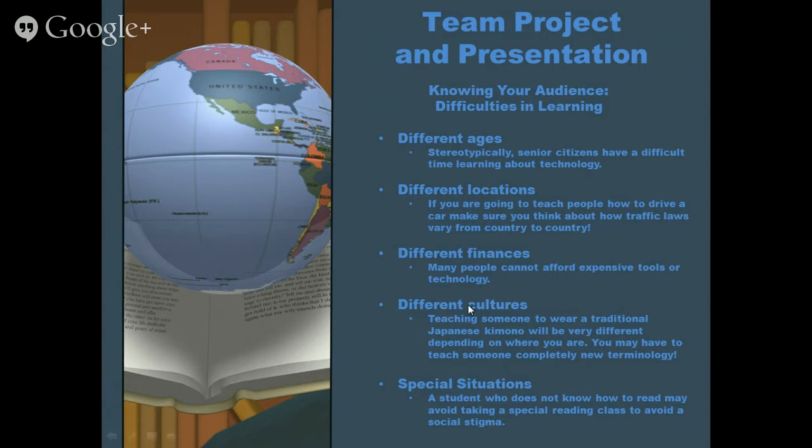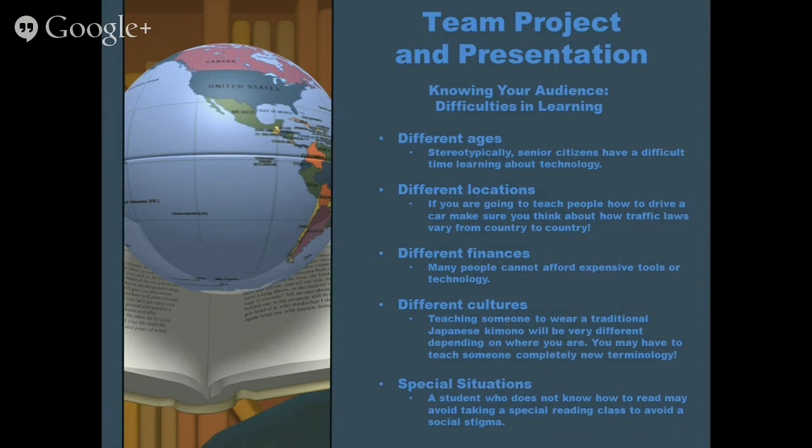Cultures are also a factor. This ties into locations a little bit, but remember there are a lot of different cultures just here in America. My example here is Japan. Japan is a very different culture. Teaching someone to properly wear a traditional kimono is a big deal over there, but the terminology might be completely different. If you try and tell someone how to tie a proper Nagoya obi, that's not going to mean anything to someone in America who doesn't know what that is. So remember the terminology and think about how you might have to break it down and explain it. There are a lot of special situations. Think about a student who has trouble reading or has trouble with math or something like that.